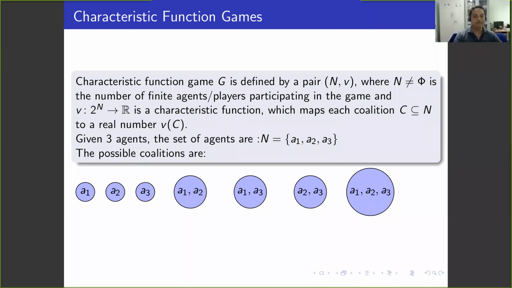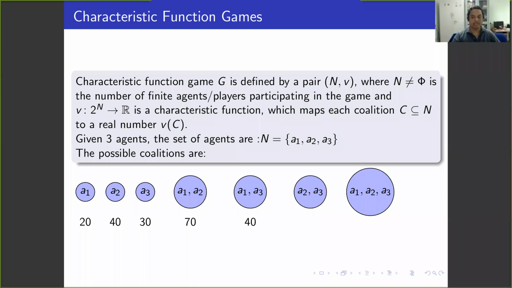So for example, if A1 works alone, the payoff is 20. That means the profit is 20. If A2 works alone, the profit is 40. If A3 works alone, the profit is 30. If A1, A2 work together, then the profit is 70. See, if A1 works alone, the profit is 20. If A2 works alone, profit is 40. So the total profit is 60. So what do you think? They should work separately or should join hands? Obviously, they should join hands.